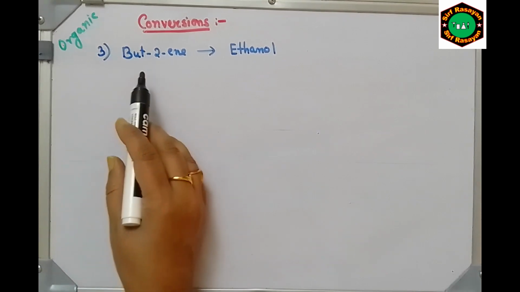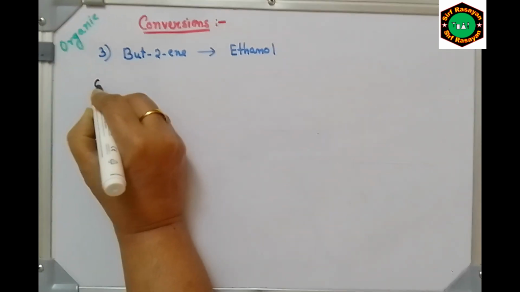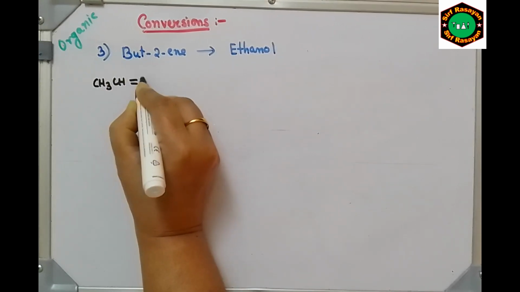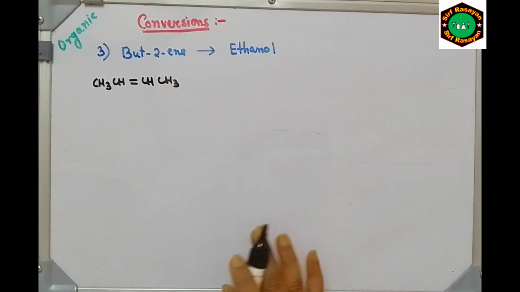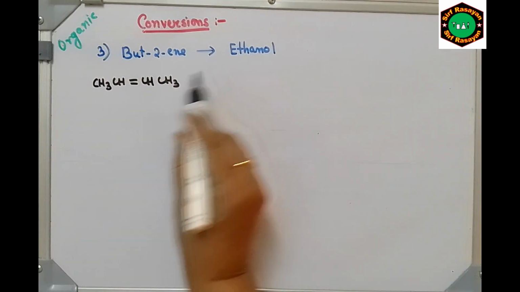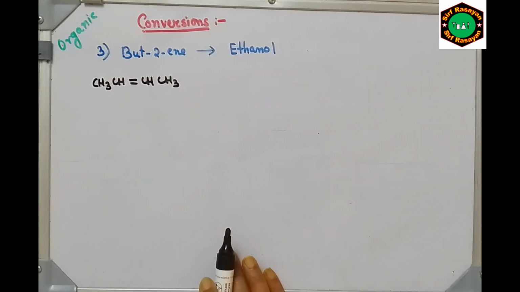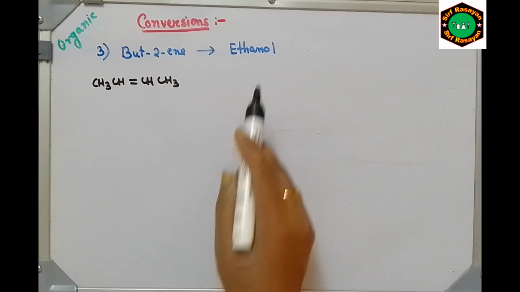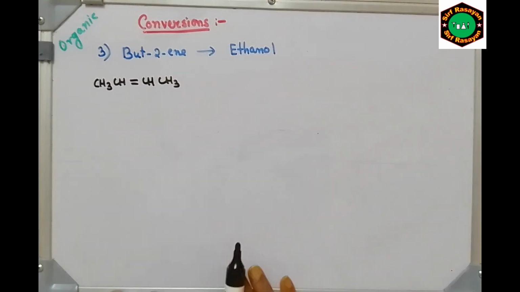Next conversion is butene to ethanol. What is the structure of butene? CH3 CH double bond CH CH3. This is butene. Now what do we have to do for ethanol? Here 4 carbon atoms are there, here 2 carbon atoms are there. So we can think that way: we can clip this molecule. If we clip this molecule, then we can get a lesser number of carbon atoms.